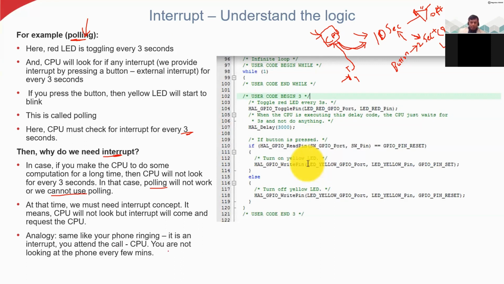So that is how the interrupt works. This is the same as your mobile phone. You can just make an analogy. This analogy will help you understand polling mode and interrupt mode. This phone ringing is disturbing you. Similarly, whenever the interrupt signal comes, it will go and request the CPU, or disturb the CPU, and the CPU will process the interrupt.